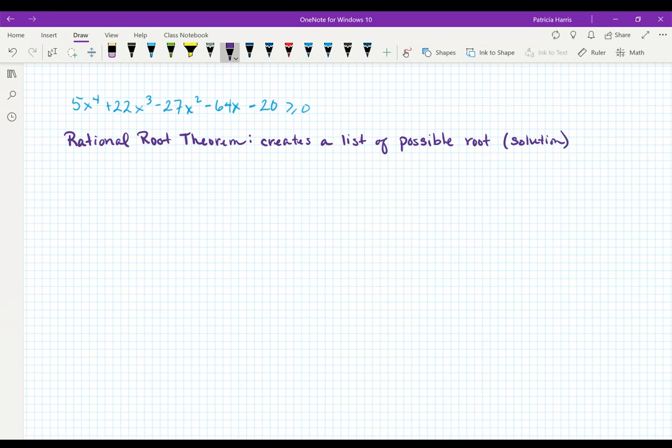The first step of the rational root theorem is to take the constant term, which in this case is negative 20, and list off all the factors of it. The fact that it's negative really doesn't matter. What really matters is that it's a 20. So 20 has a lot of factors. Let's make a list. You want to make sure you get them all.